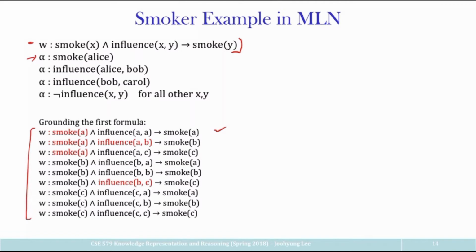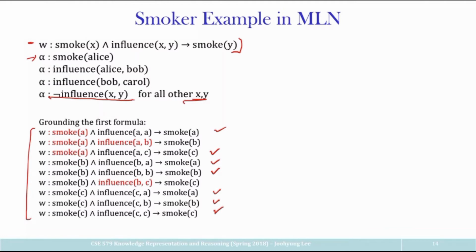Third one. It's also true, for the same reason: influence Alice-Carol is false, because that's what we said here. For all other pairs of X and Y, influence is false. The antecedent being false means that the implication is true. So these are true. And this one we don't know for sure yet, so let's skip. But the other ones here are all true. So among these 9 rules, what matters could be these 2 rules.